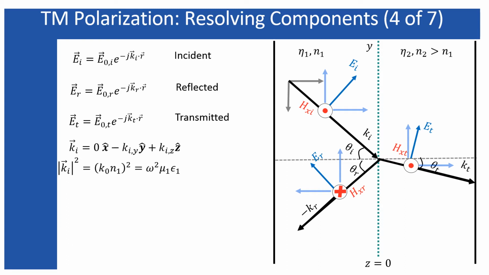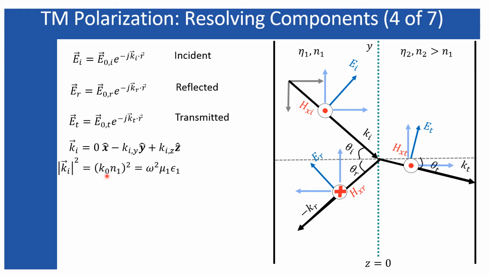Next is the component for the propagation vector. For the incident wave vector, you can see the y component is directed along the negative y direction, and the z component is directed along the positive z direction. So therefore, the incident wave vector can be written in this form, as I have written over here. The negative sign is there because the y component is directed along the negative y direction, while the positive y direction is upward. The magnitude of this incident wave vector is equal to k naught times n1, where n1 is the refractive index of medium 1.